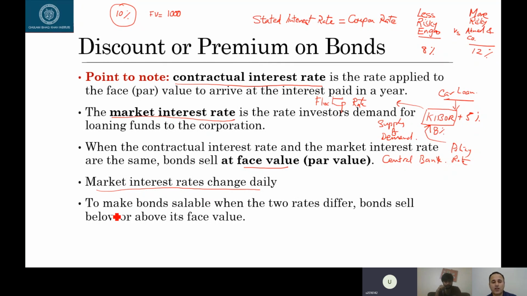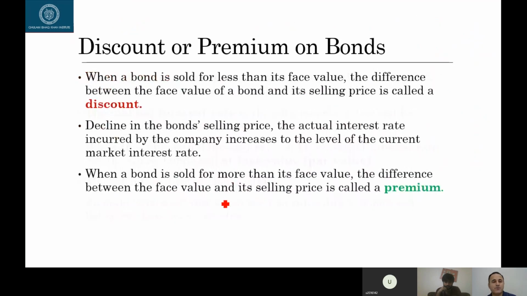Okay, perfect. Let me go to the next slide and tell you why some bonds are sold at a discount. For example, if a bond pays 10% and the required return is also 10%, it is sold at face value.